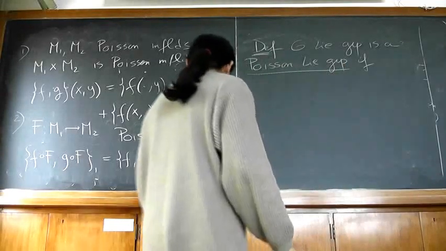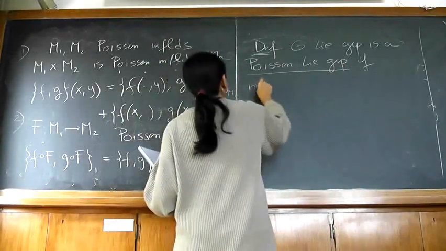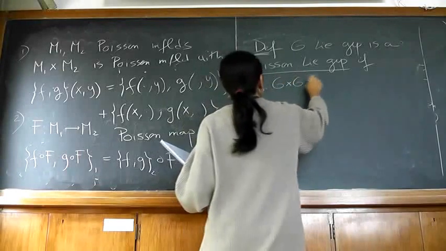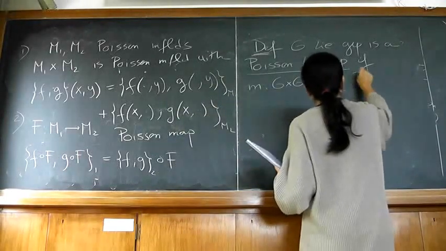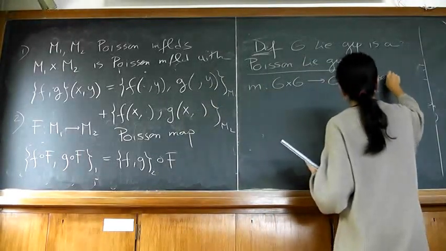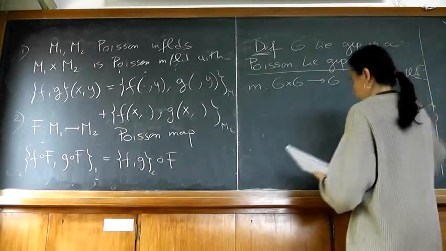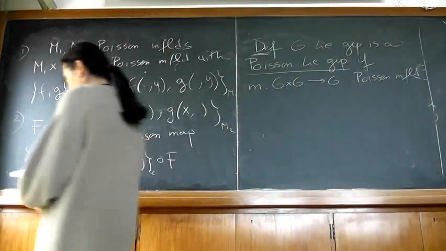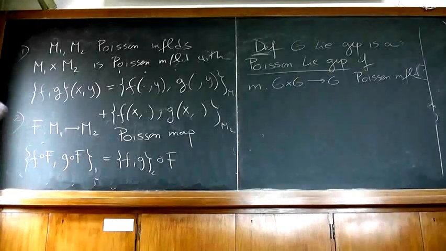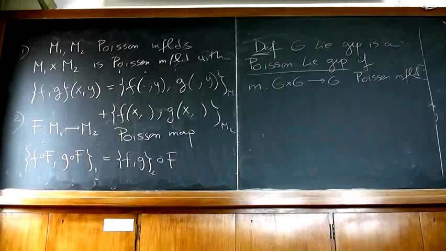So it's a Poisson Lie group if the multiplication is a Poisson manifold. Now let us see explicitly what this means. So what is the expression for the multiplication?